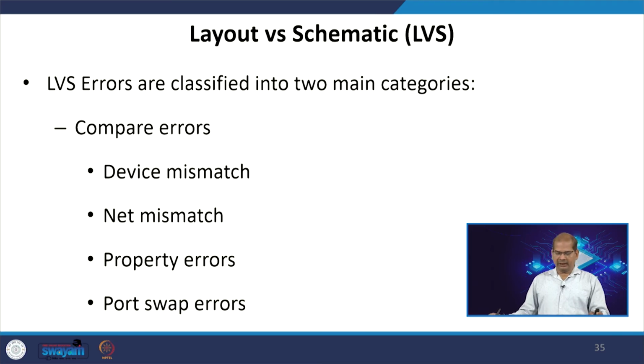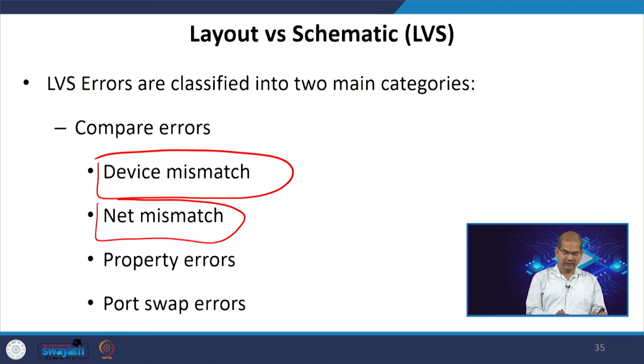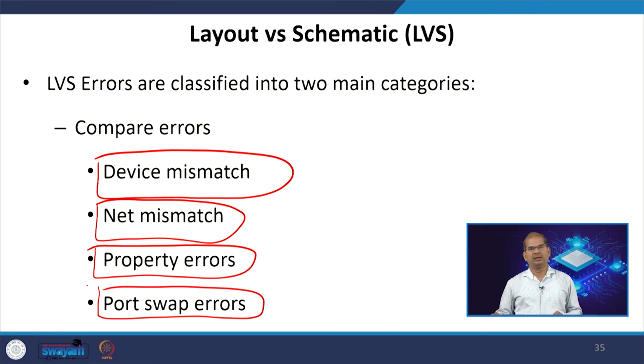There are several LVS errors. If your devices are not matched, meaning the number of transistors is not the same in both designs, then it will show a device mismatch error. If the number of nets is not matching, it will show a net mismatch error. If the size of the transistor is not the same, it will show a property error. Then there is the port swap error: if two of the ports are swapped, it will show a port swap error.